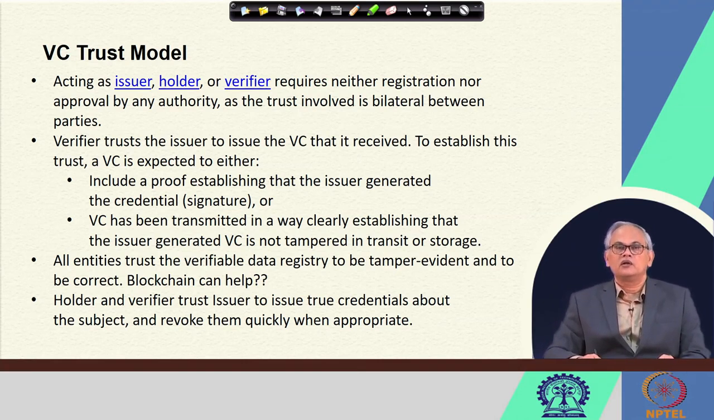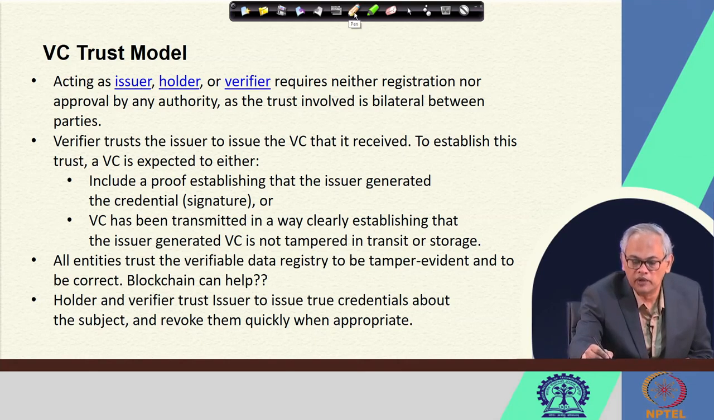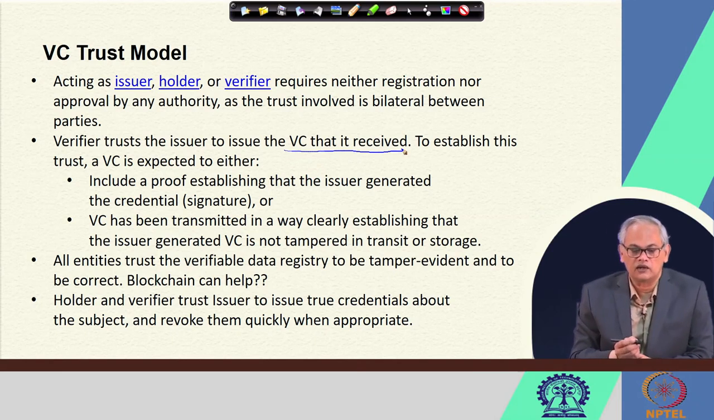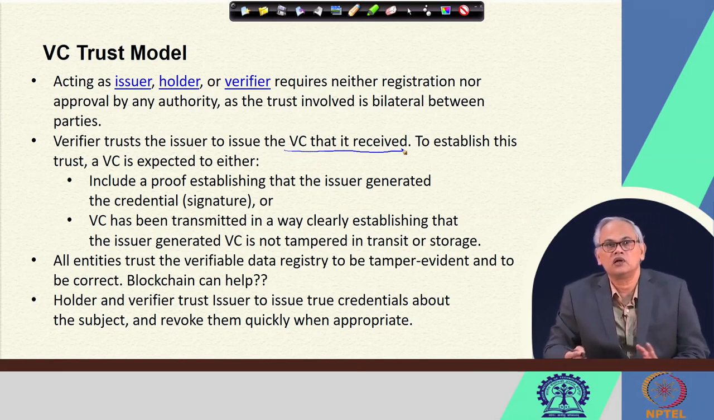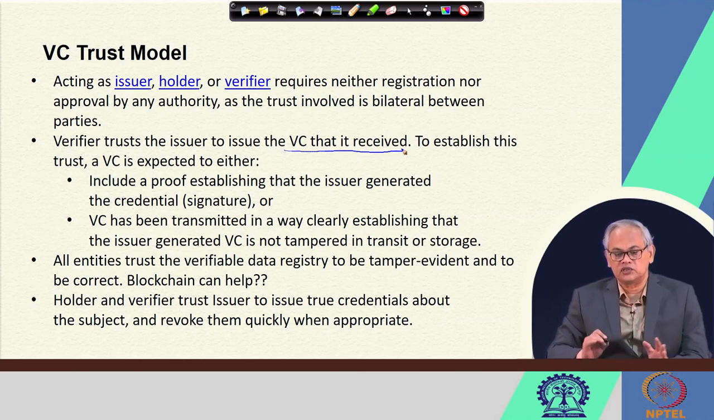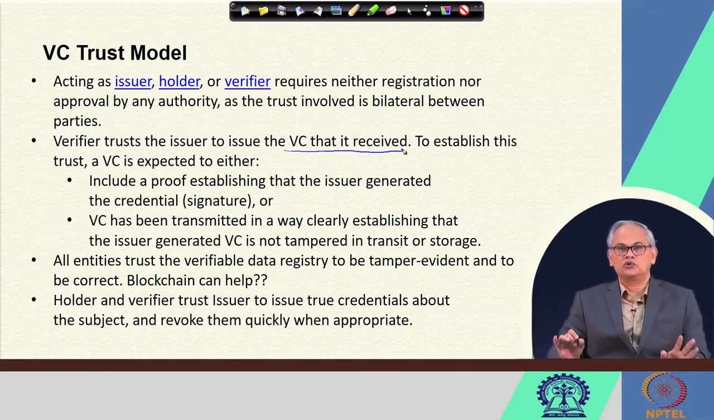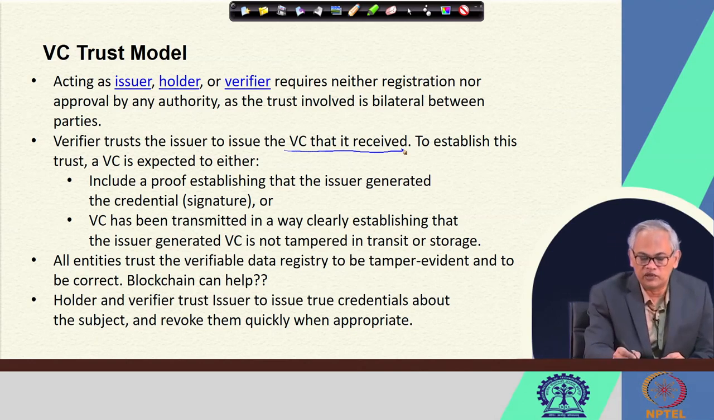So, the verifier trusts the issuer to issue the VC that it received. And the VC of course is expected to either include a proof, through the signature, that establishes that the issuer generated the credential, or the VC has been transmitted in a way that clearly establishes that the issuer-generated VC is not tampered with in transit or storage. We can do all this through public key cryptography, as we have understood through our discussions. And all entities trust the verifiable data registry.